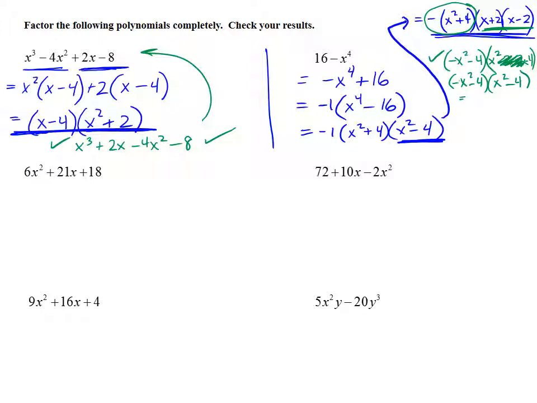Negative x squared times x squared is negative x to the 4th. Outside terms will be positive 4x squared. Inside terms would be negative 4x squared. And the last term, negative 4 times negative 4, is positive 16. So when I add up and collect like terms, the 2 middle terms go away. So I get negative x to the 4th plus 16, and that checks. That's exactly where I started, other than the order.